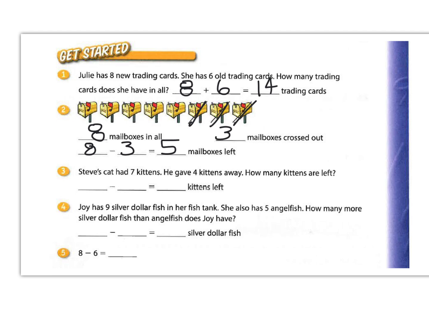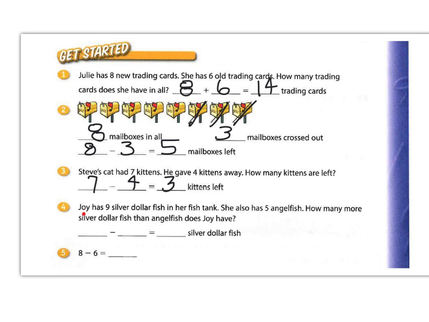Number 3 says, Steve's cat had 7 kittens. He gave 4 kittens away. How many cats are left? Well, he had 7. He gave away 4. 7 minus 4 equals 3. So the difference is 3. He has 3 kittens left.